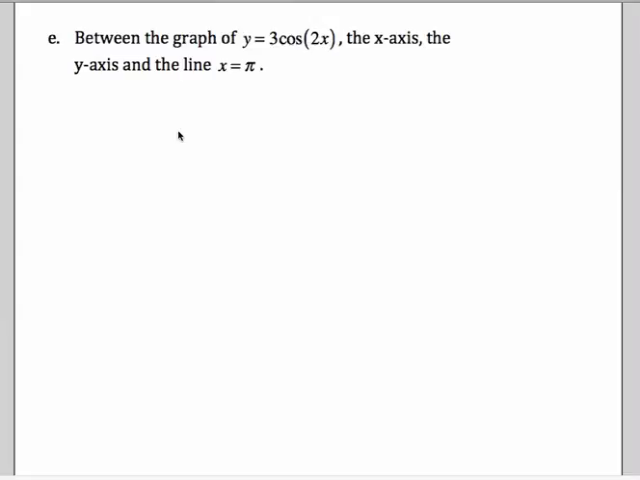This is the second one, 1e. Again, this was pretty clear on the answer key, but let's look at this. Let's graph it first.